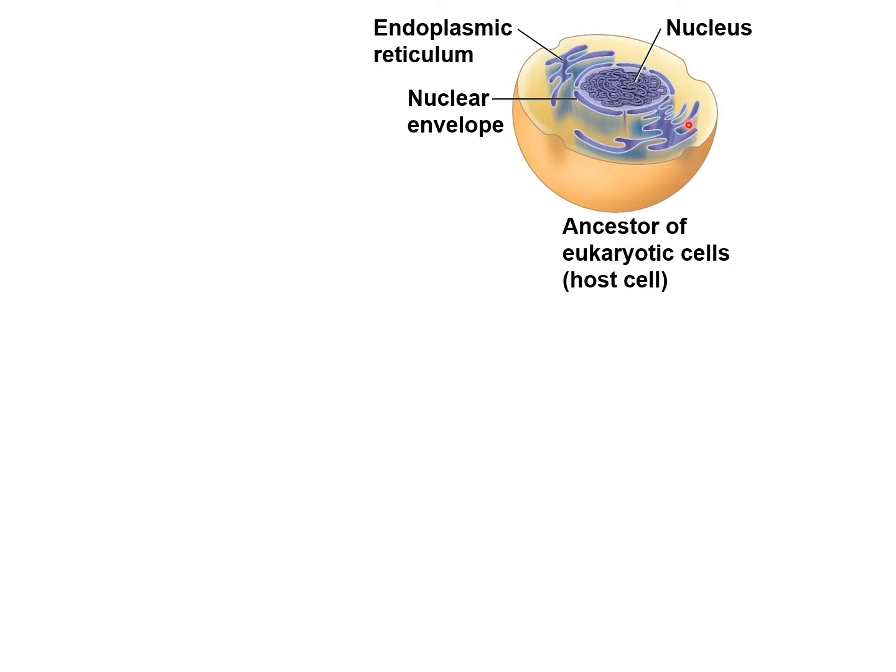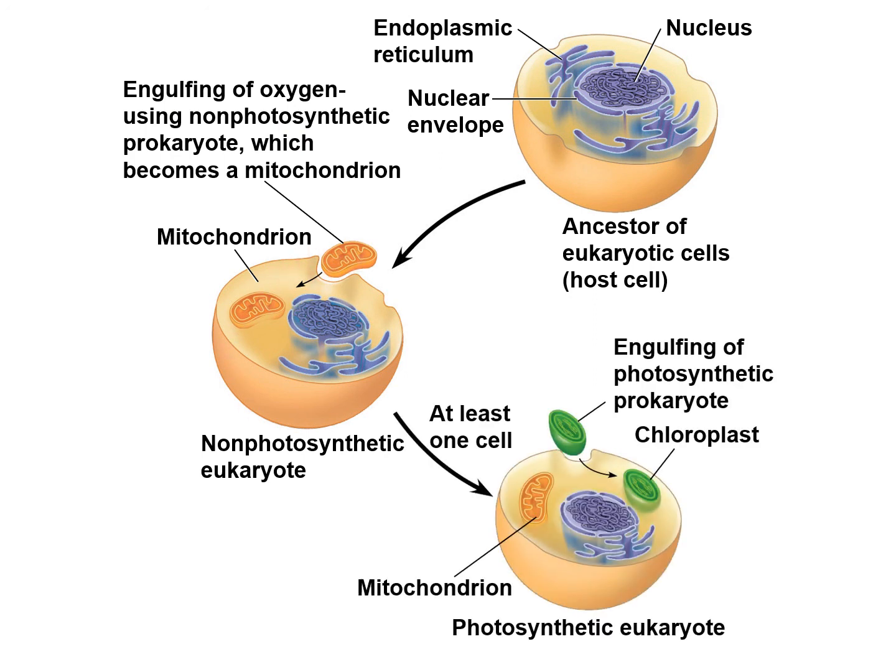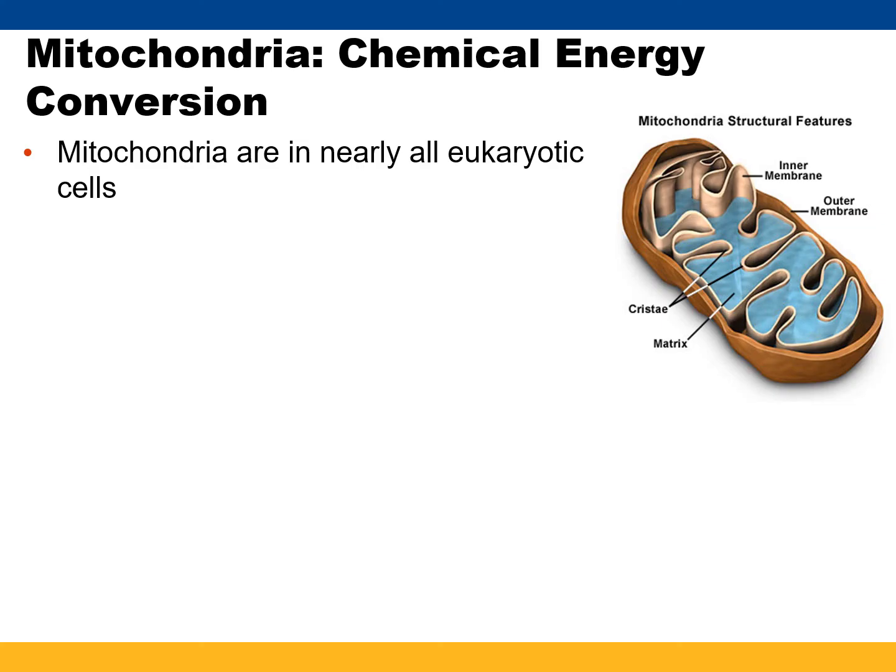You have this eukaryotic ancestor that may have had a nuclear-like interior, maybe some infolding of membrane, engulfing some sort of non-photosynthetic prokaryote, and that becomes a mitochondria. And then eventually the second step, engulfing a photosynthetic prokaryote in the form of a chloroplast.